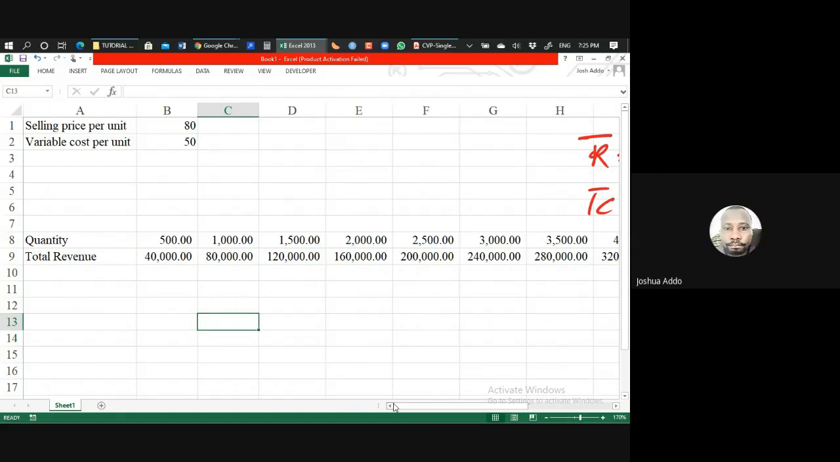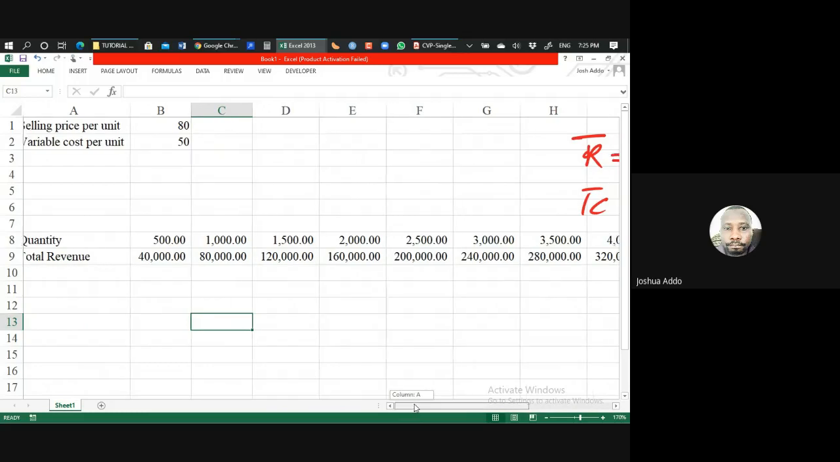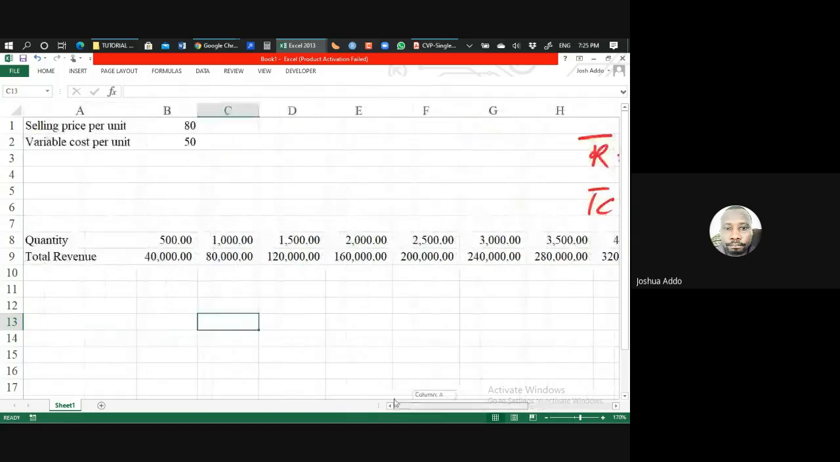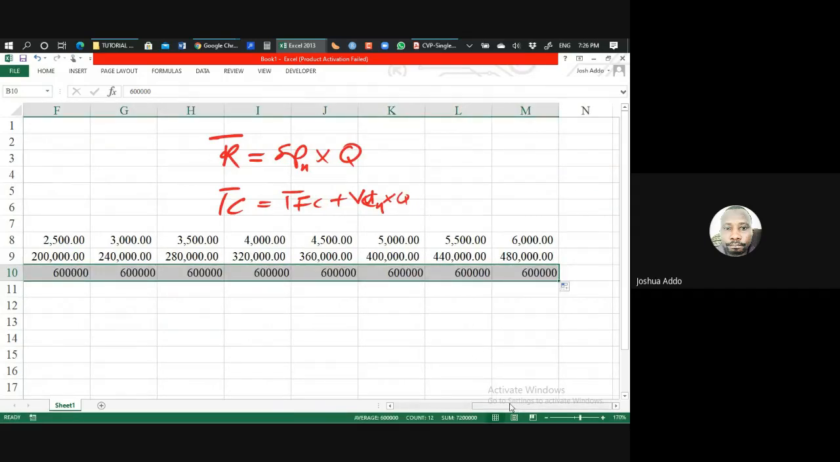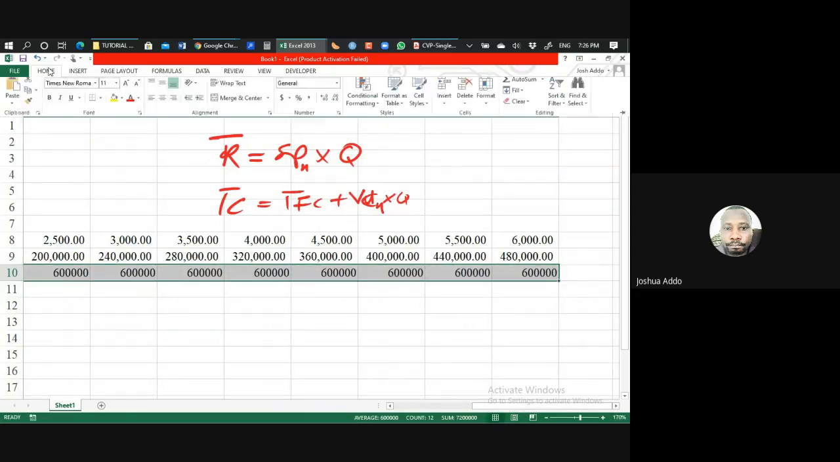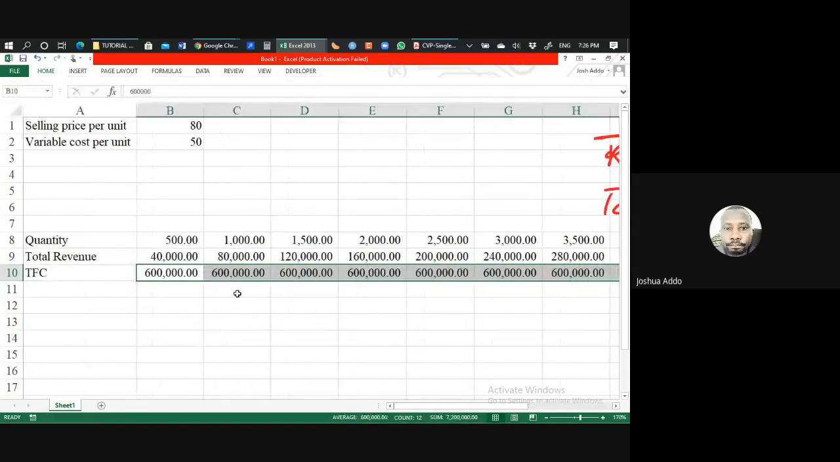Let's move on. So this is our total revenue for all of the assumed quantities. Then we can come back to our cost. Our total fixed cost was given as 600,000 and it doesn't change. Fixed cost is fixed cost. So 600,000 is the same across all the quantities. So 600,000 up to here.